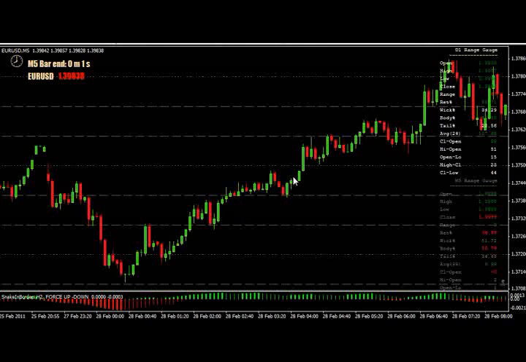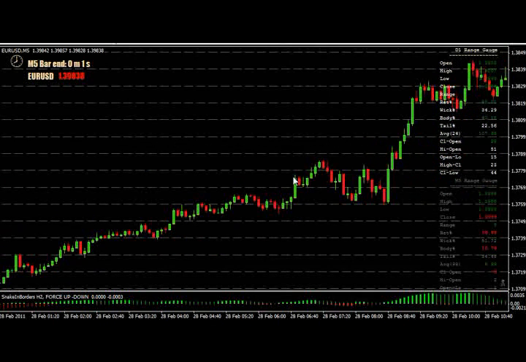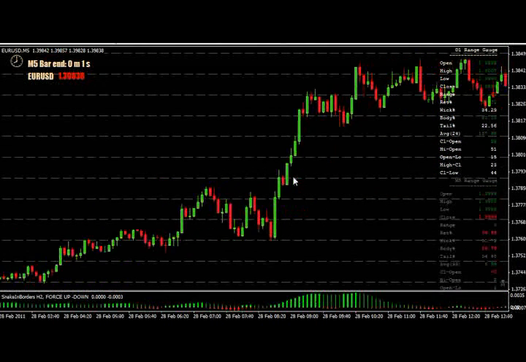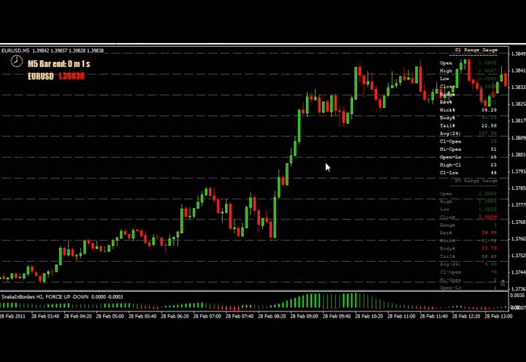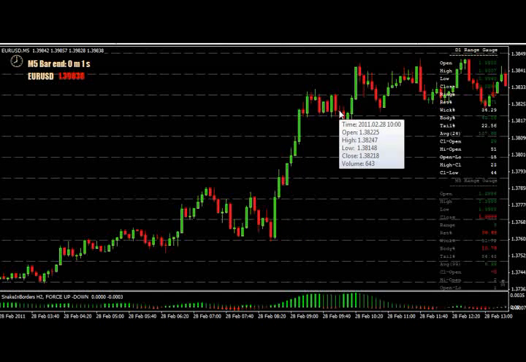We're watching it climb, and we go forward. At 10 o'clock London time, which is right here, this red bar, the open of that red bar is 1.3822.